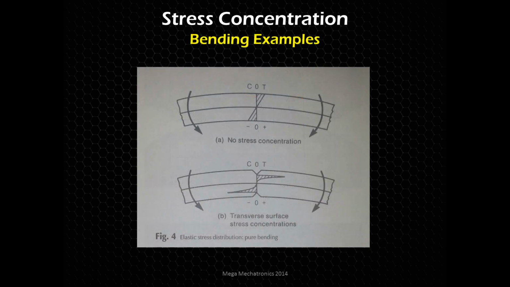Going back to our bending example, there's something a little different here, because remember, with this bending example we have both tension and compression. You see how those notches in the part create spikes in tension on the top side, and there's a big spike in compression on the bottom side. And again, this is pure bending.